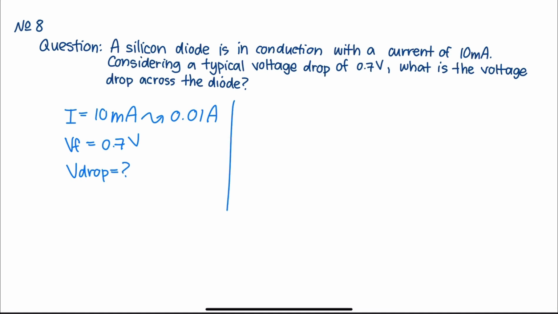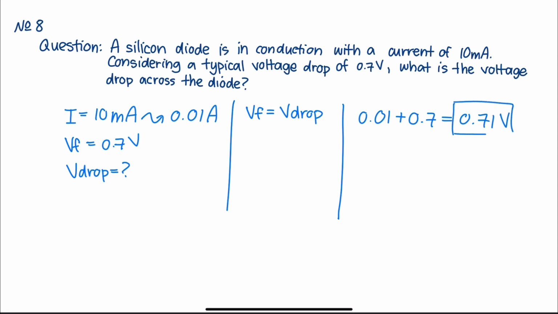The thing is that in this case, VF is actually equal to V drop. When the diode is forward biased, the voltage across it is approximately equal to its forward voltage. So in this case, it is quite easy. We're just going to add everything up, which is 0.01 plus 0.7, which is equal to 0.71 volts. And this is our voltage drop.